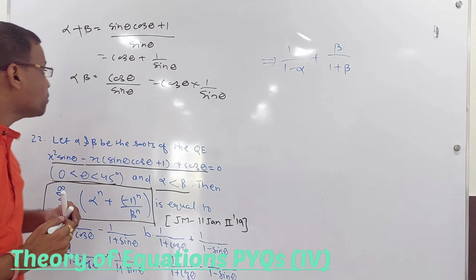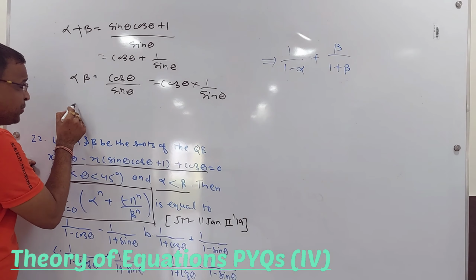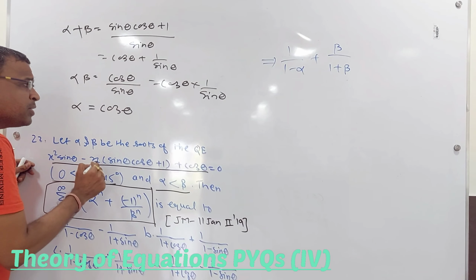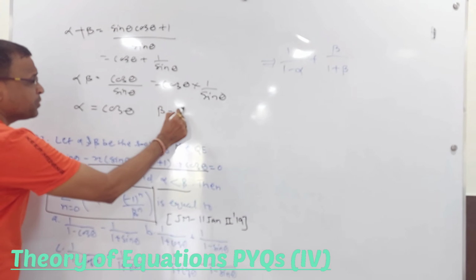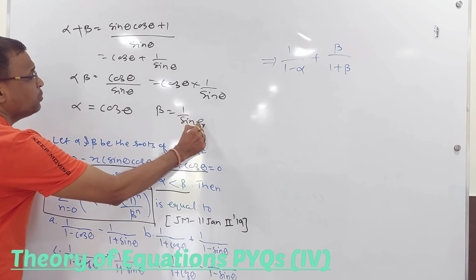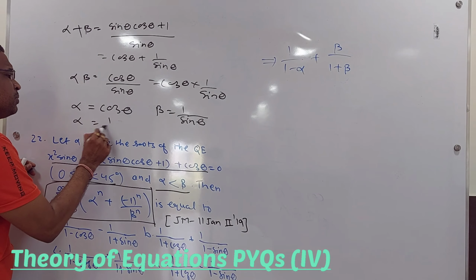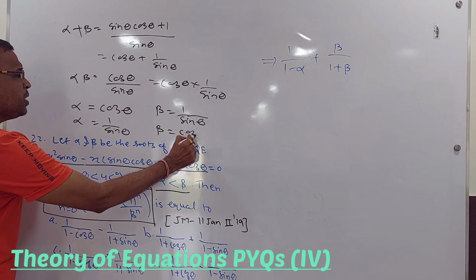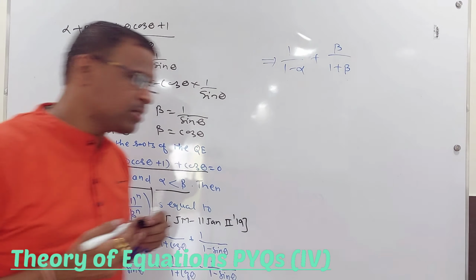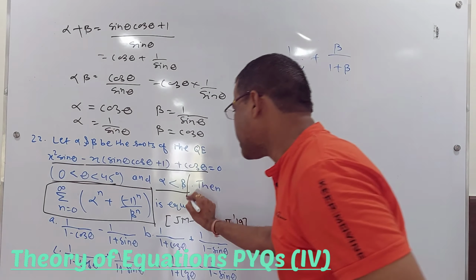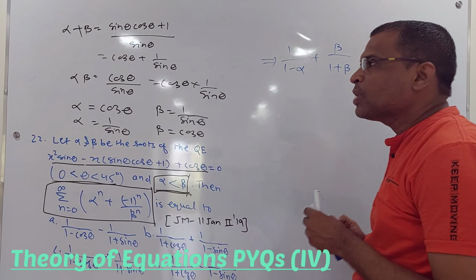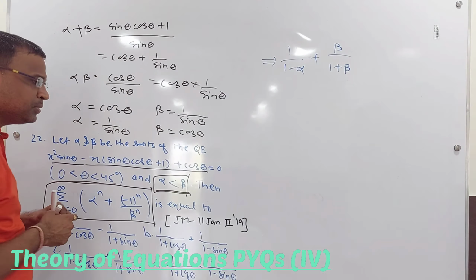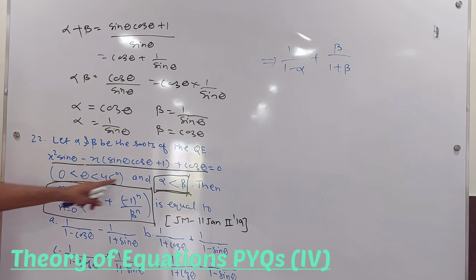Fine. Now the real question arises. So we got this. But now the real question arises. Alpha is equal to cos theta, beta is equal to 1 upon sin theta. Why not alpha is equal to 1 upon sin theta and beta is equal to cos theta? Possible? Absolutely possible. But look at this. This will clear you.